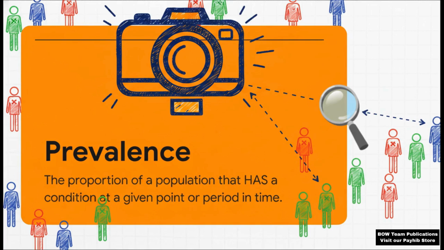Prevalence, though, is totally different. It's more like taking a single photograph. It doesn't care when you got sick. It just asks, do you have this condition right now? It's a snapshot in time that captures every single existing case, both old and new, to give us a sense of the total disease burden in a population.